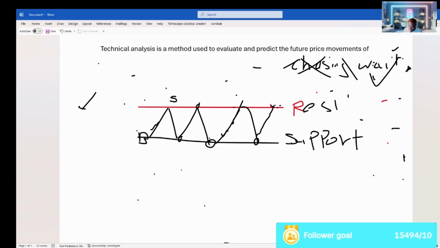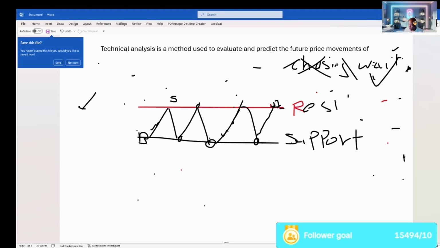So you can do two things. Either it breaks this level here, which is the wall. Remember that? The resistance is a wall. The price can hit resistance, you come back down. Sometimes it can go over it. The support is breaking.